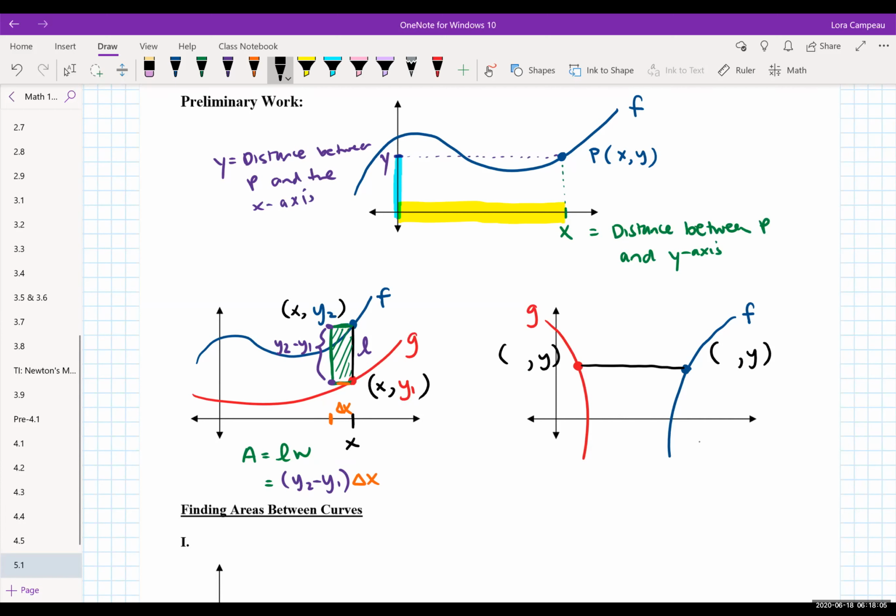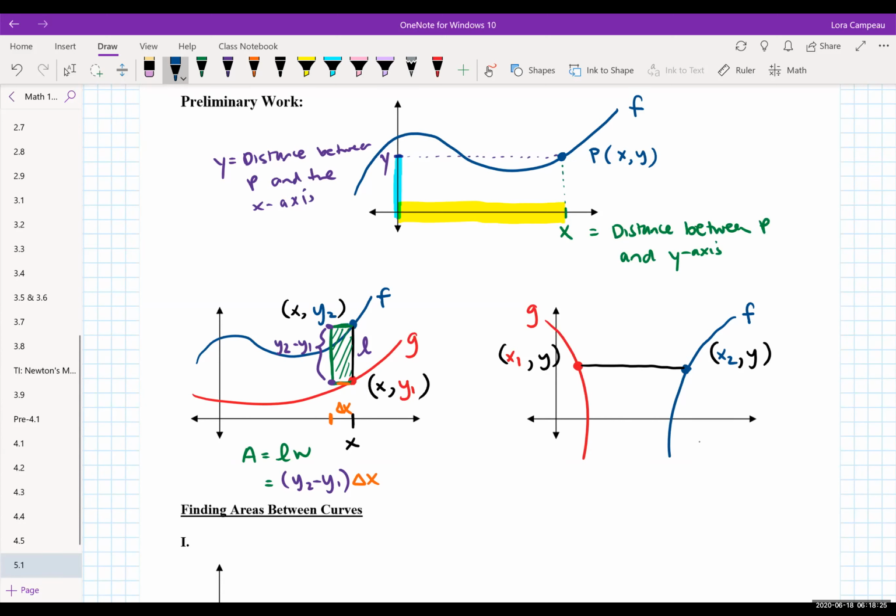So now here what's changing is we've got two different x values. If the x values are different, just mark them as such. You can name them with whatever subscript you'd like. I'm going to go with x1 on the g and x2 on the f.